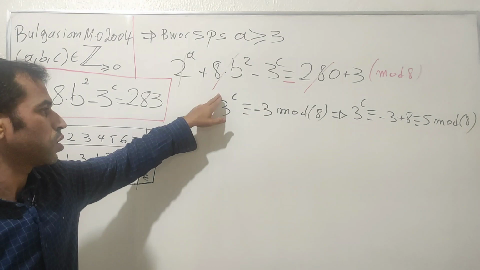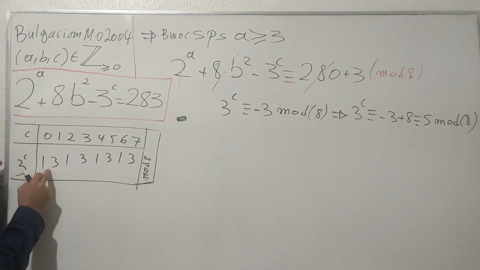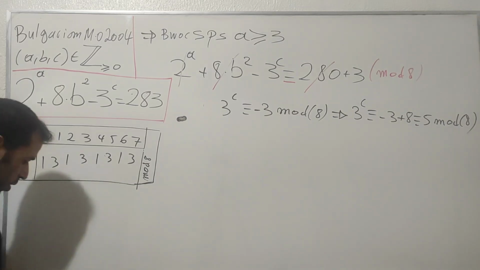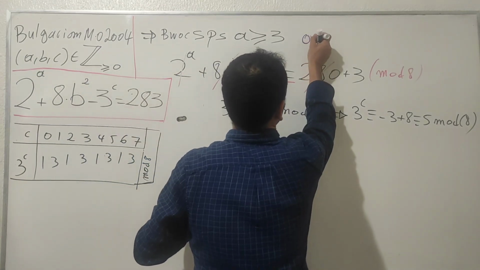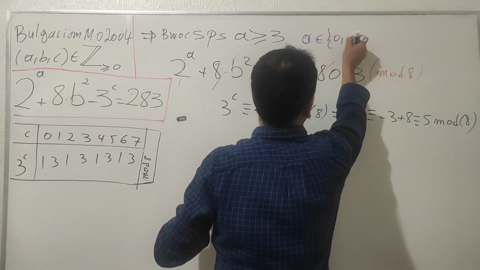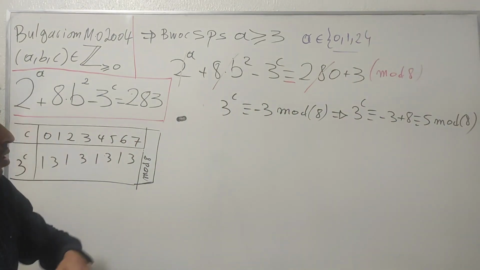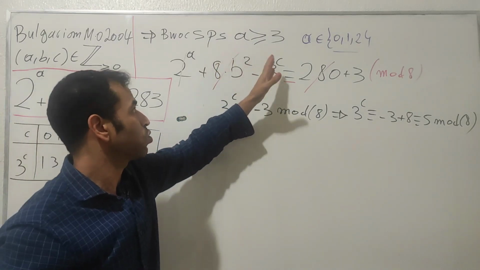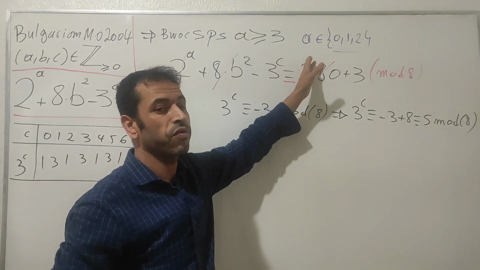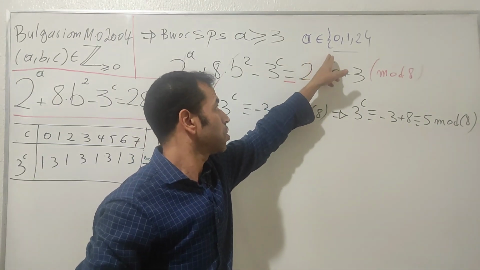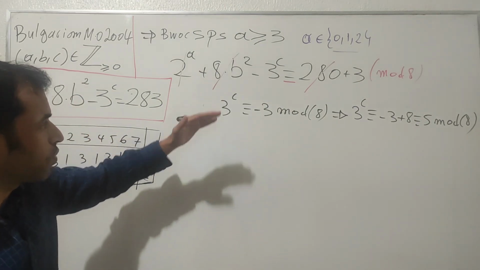So when we reduce this mod 8, I get a remainder of 5. But the chart gives us only 1 and 3, which is impossible. What does impossible mean? We have contradicted our assumption, which means a must be in this set: 0, 1, and 2 only. That's it. We're done with the values of a. We know that a doesn't have any solution above this point. So the only available solutions are 0, 1, or 2. Now let's get rid of this one and move on to the next step.